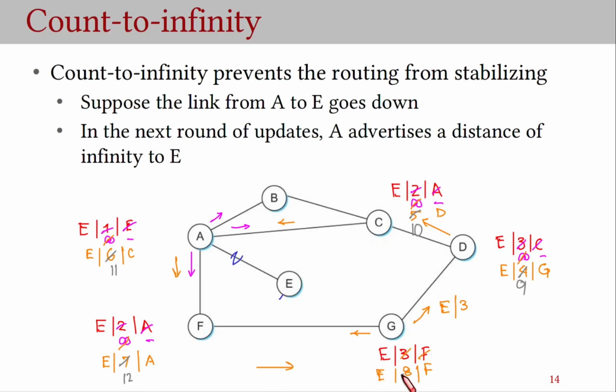As you can see, this process will just keep repeating, and the distances are going to keep increasing until they reach very large value, right? And this is called count to infinity. And as you can see, it prevents the routing from stabilizing.